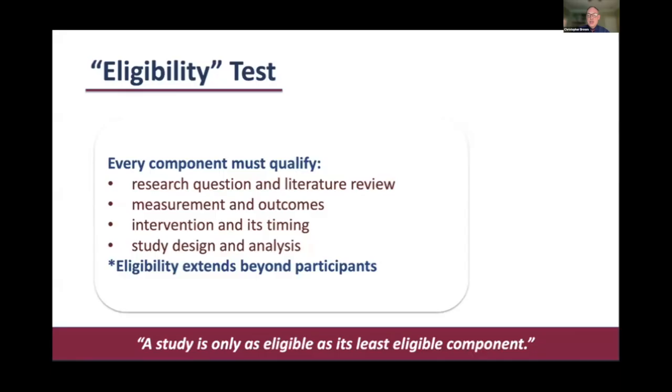Every decision in the study must qualify: the research question, the literature review, the outcomes of interest, the intervention, the analytical model, the measurement timing. A study is only as eligible as its weakest component. So I took another faux CPTJ example. This one's particularly absurd, but still gets the point driven home.